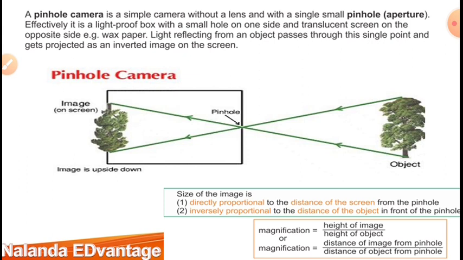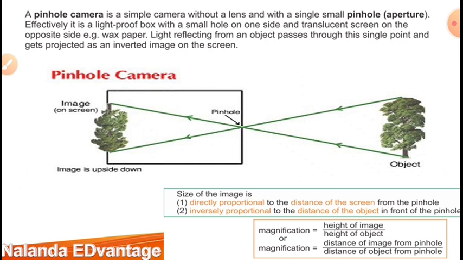Now, the size of this image depends upon the size of the object and the pinhole camera. It is directly proportional to the distance of the screen from the pinhole and inversely proportional to the distance of the object in front of the pinhole. So, as you move the screen and the pinhole, the size of the image will also increase or decrease depending upon the distance between them.